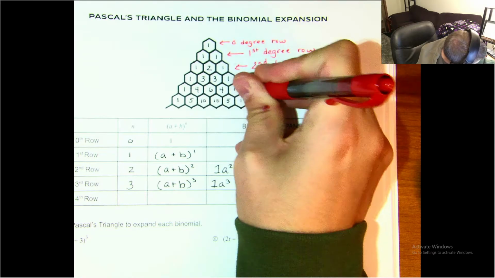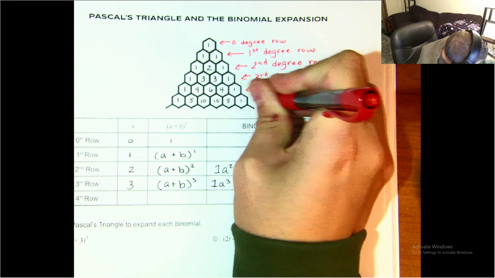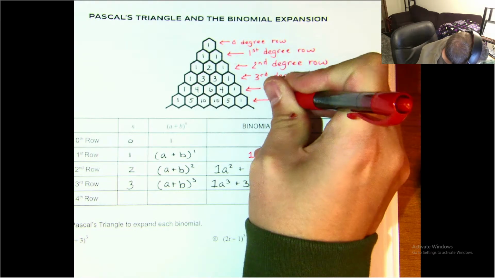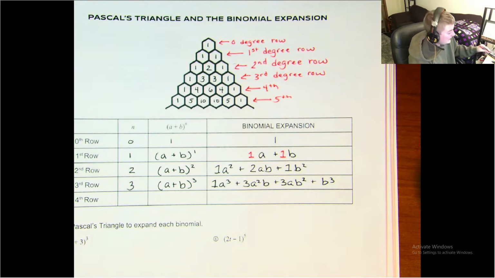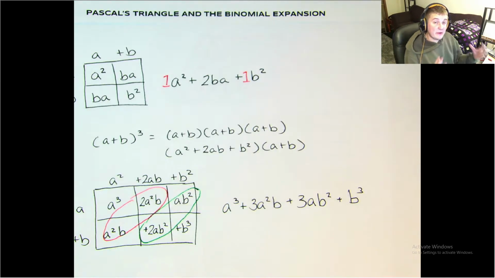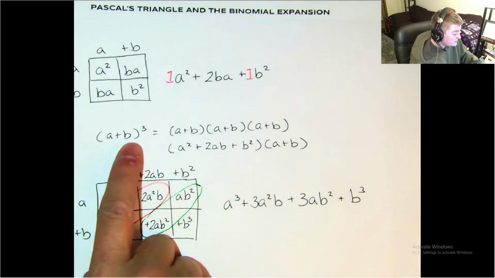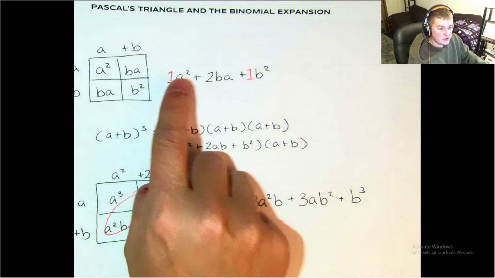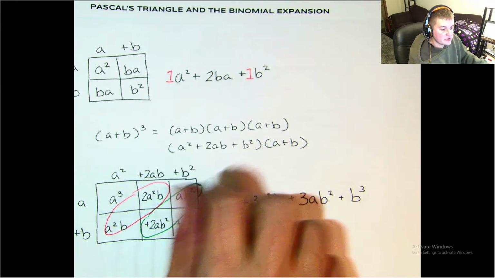Just because, and this will be the fourth, and this will be the fifth degree. Okay, now here's the thing. I don't want to have to do this every single time I have to expand a polynomial. If I have some A plus B cubed, I don't want to have to do the first two together and then take that result and do the third one.